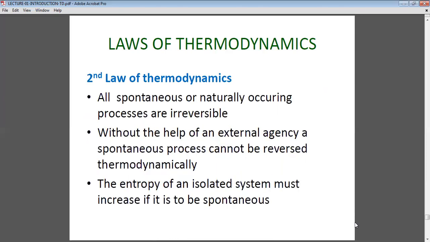Coming to the second law of thermodynamics, all spontaneous or naturally occurring processes are irreversible in nature. Without the help of any external agencies, a spontaneous process cannot be reversed thermodynamically, and the entropy of an isolated system must increase if it is to be spontaneous.